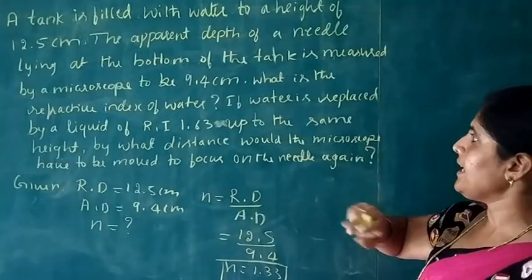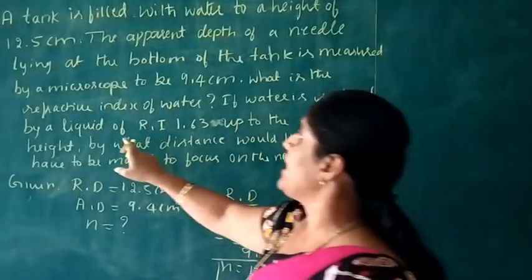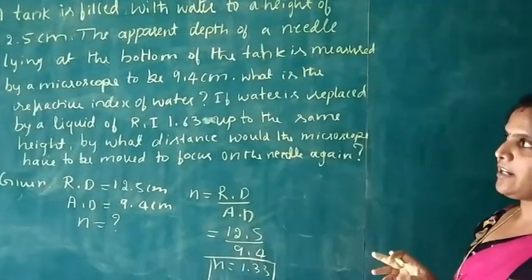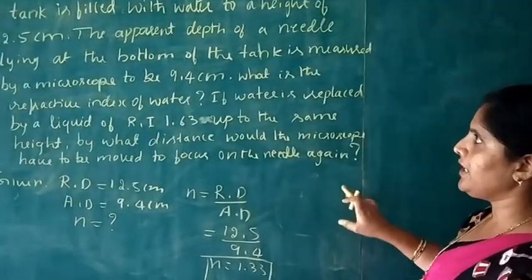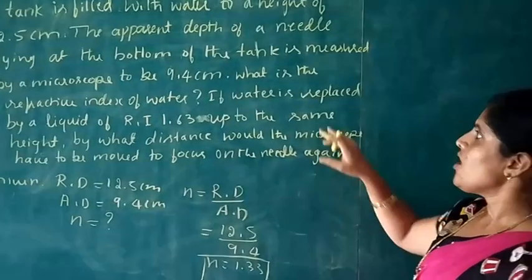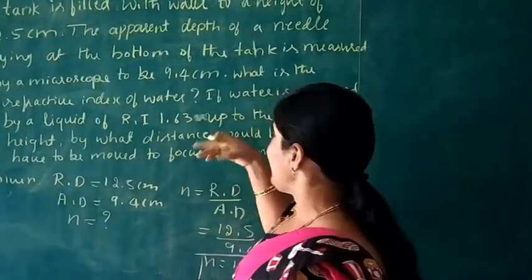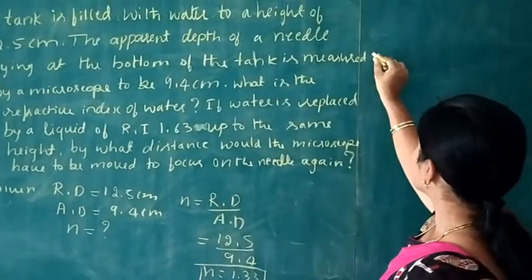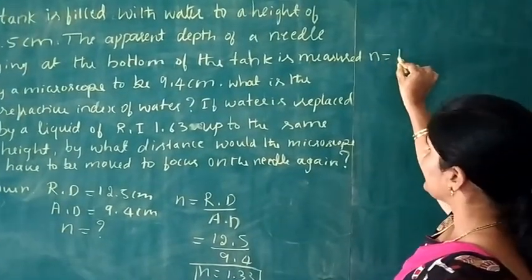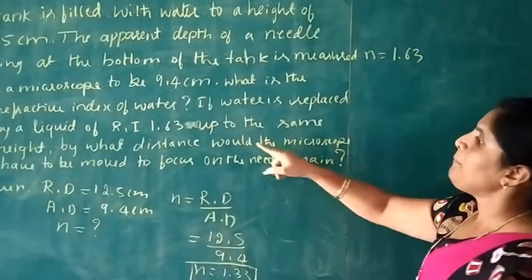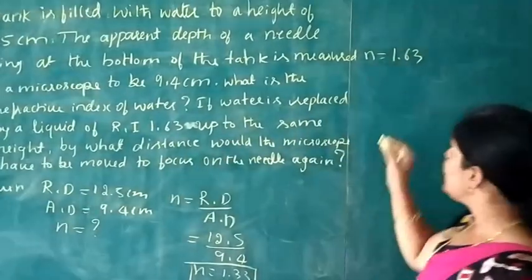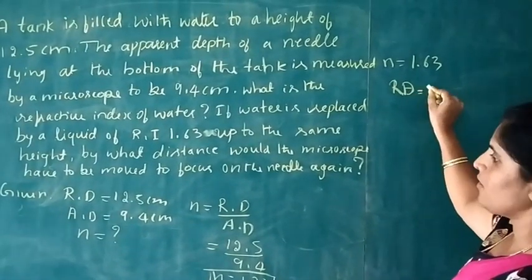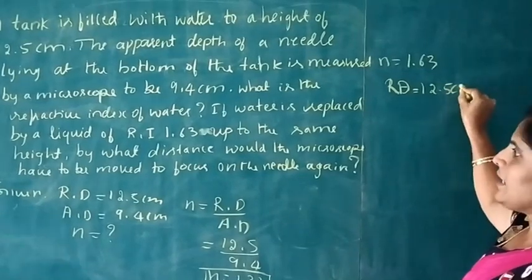Okay. Next, in the second case, if water is replaced by a liquid of refractive index 1.63 up to the same height. First the tank is filled with the water. In the next case, water is replaced by another liquid of refractive index 1.63. That is, N in the second case is equal to 1.63 up to the same height. That means real depth is the same, that is, real depth is equal to 12.5 centimeter.